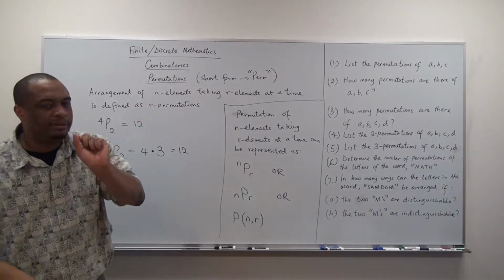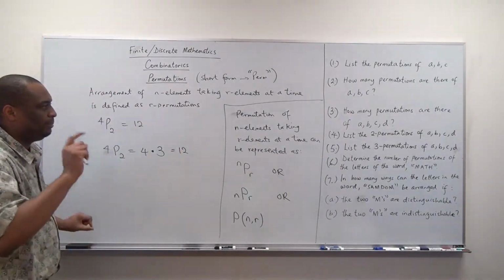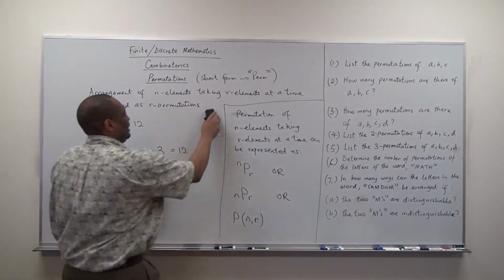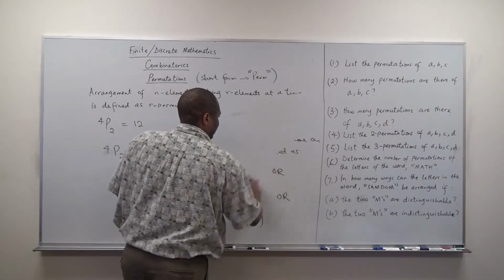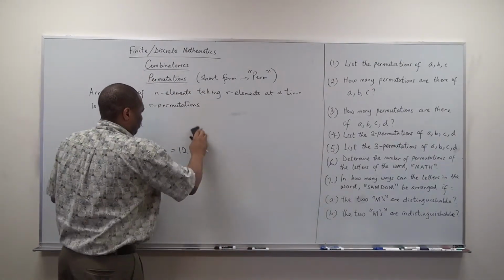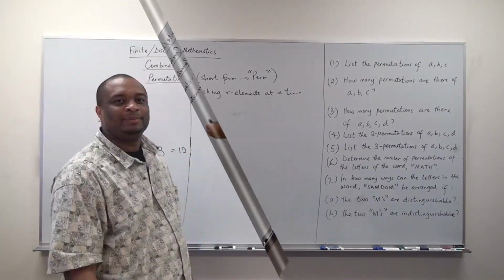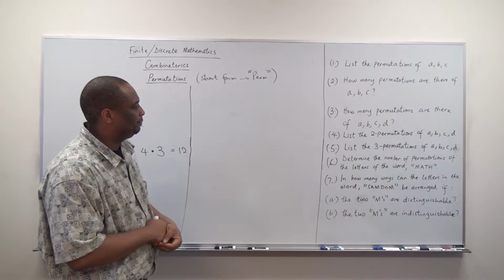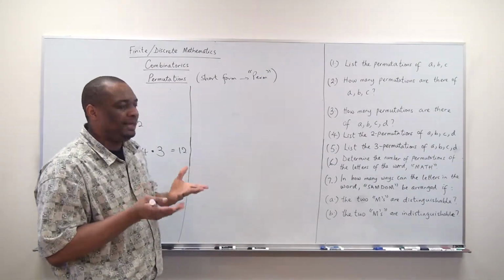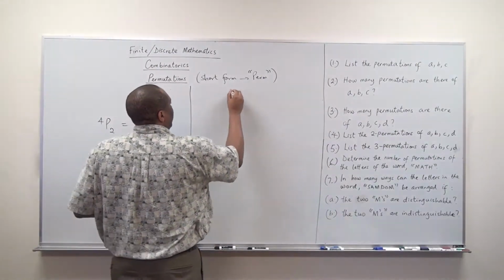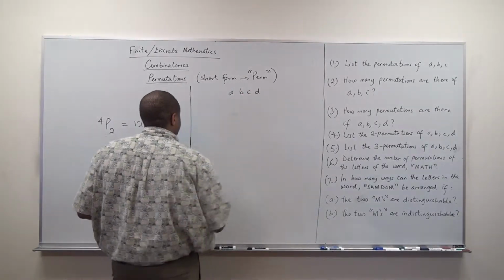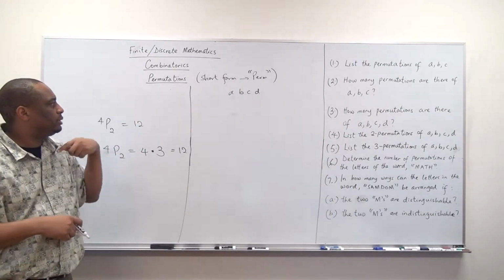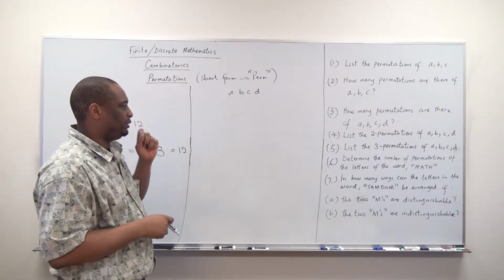Now let's do number 5. List the 3 permutations of A, B, C, D. Okay, so let's list it. It will probably take us some time, but that's fine. Just like we did for 2 permutations, let's go ahead and list this for 3 permutations.